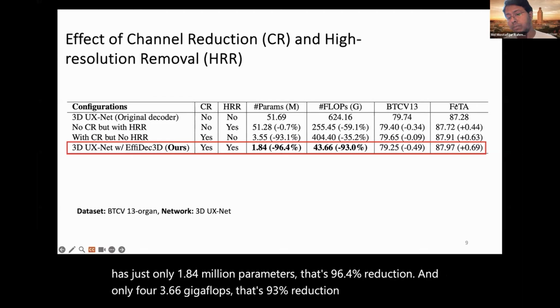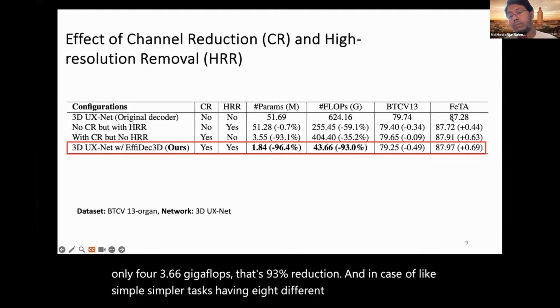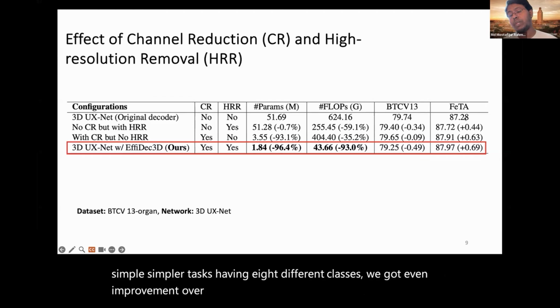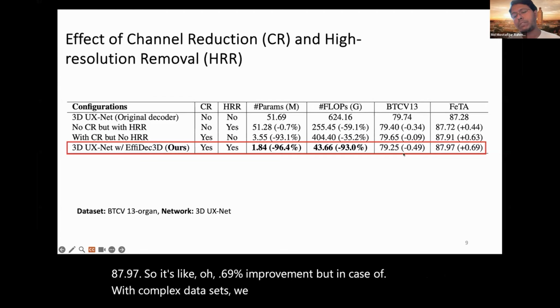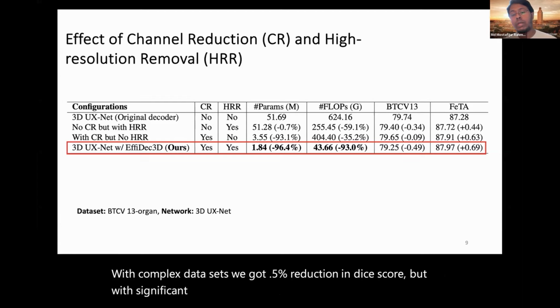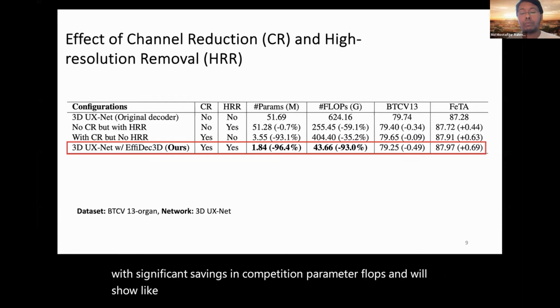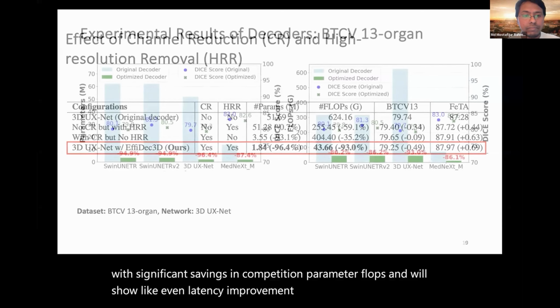And in case of the simpler task having 8 different classes, we got even an improvement over the baseline. 87.28 was the baseline, but we got 87.97, so it's a 0.69% improvement. But in case of a bit more complex datasets, we got a 0.5% reduction in dice score, but with significant savings in computation, parameters, and flops, and we'll show even latency improvement in the next slides.